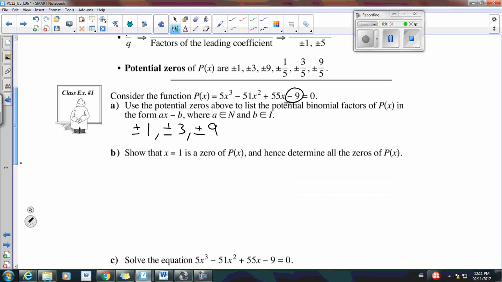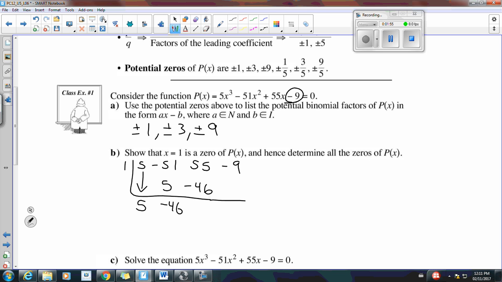So, and then it says, show that x equals 1 is a 0 and determine all the zeros. So if x equals 1 is a 0 and we divide it out, we'll be left with a quadratic we can factor. So we have 5, negative 51, 55, and negative 9. It's 5. Adding gives me negative 46. Adding gives 9. 0. So now I can write this polynomial as x minus 1 times 5x squared minus 46x plus 9.